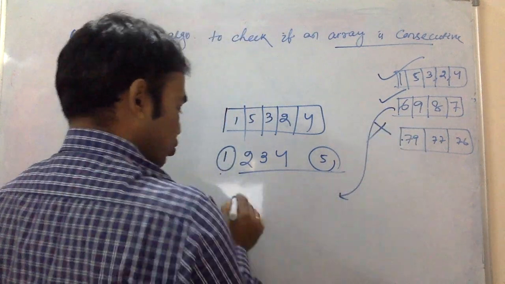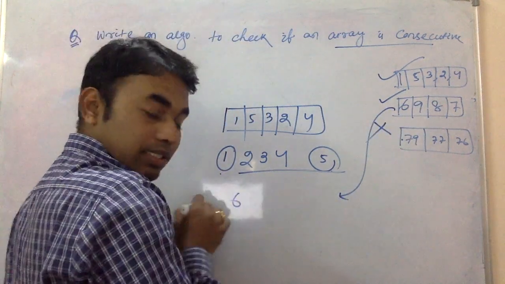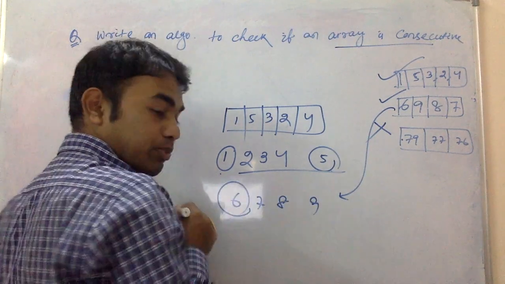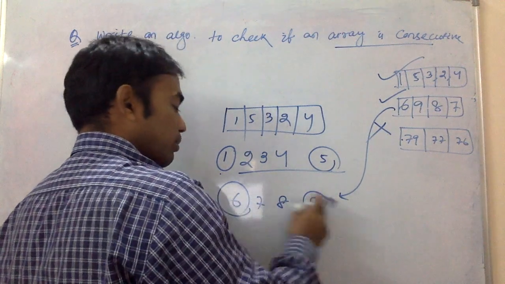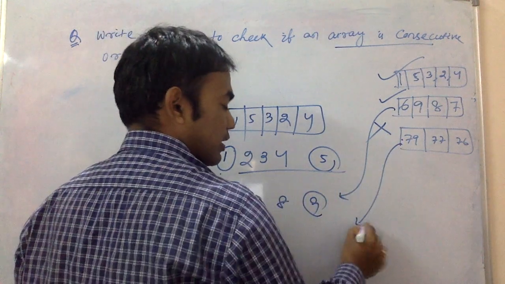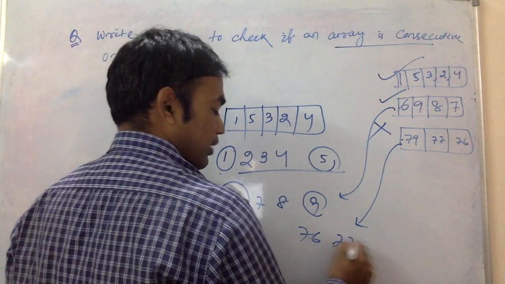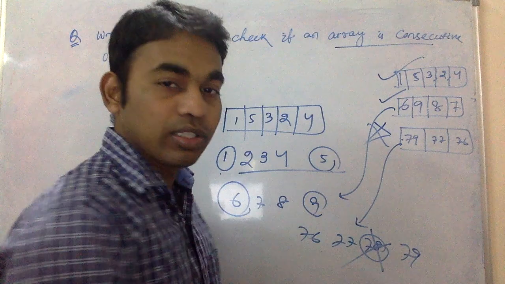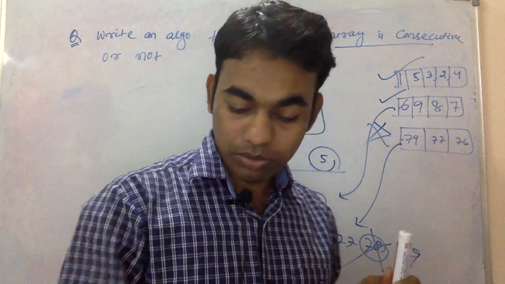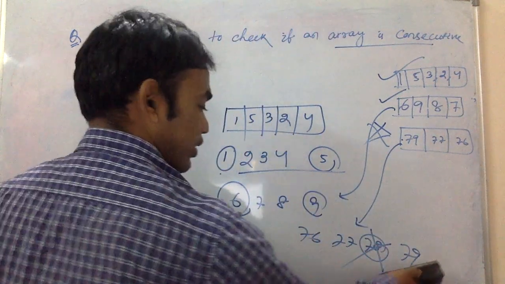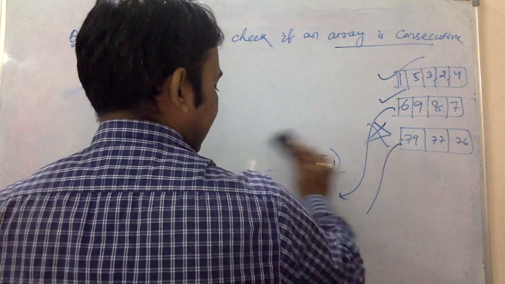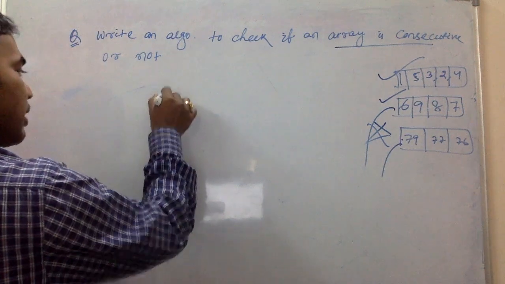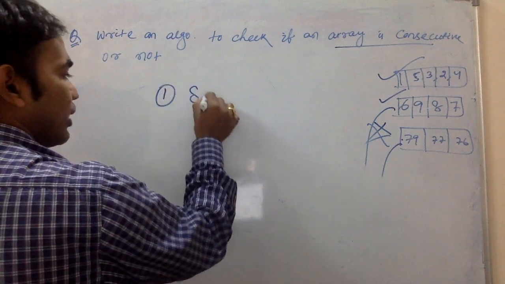Let us take this example. I took 6, then found 7, then 8, 9, so I am going from the smallest element to the last element. In the other case I got 76, 77, but 78 is not there, that's why that array is not consecutive. I hope you got the algorithm now. So the basic algorithm you got. Let me write it down so that you get clarity. What will be the algorithm? The first step is the simplest step actually: sort the array.